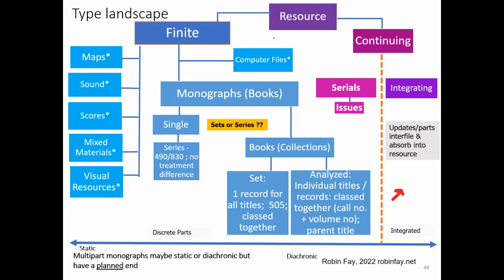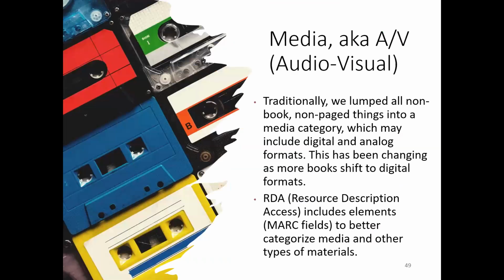I gave you my giant type landscape, and we're going to talk much more through this next time. So we're not going to talk too much about it. This will be spoiler alert. We're going to talk about all these different materials in much more detail next time. Audio visual material, I'm not going to talk too much about it, other than we do have some new MARC fields, or newer MARC fields, to better categorize media and other types of materials.